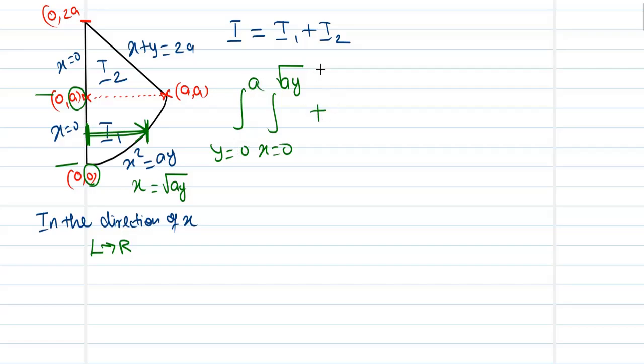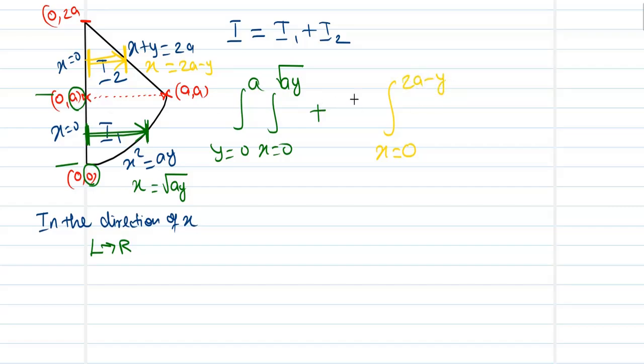Now coming to the limits for integration number 2. Let me draw a line again parallel to my x-axis, starting from left, moving to the right. So what happens over here? I notice that x varies from the lower limit 0 to the upper limit x plus y equal to 2a. So what will be x? x is equal to 2a minus y. So this becomes 2a minus y.